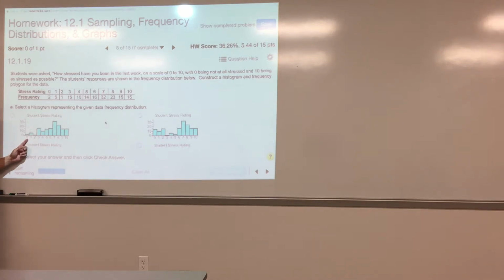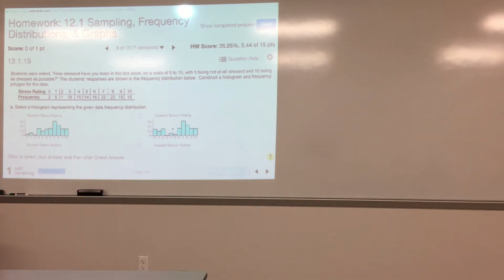Is the first option a good one? Yeah. It looks pretty good. Let's look. This is a scale of 10, so this is a 5. 0, 2, that looks good. 1, 5, 2, 1, a little lower than the one before. 3, 15, 4, 10, 5, 14, 6, 16, that looks pretty good. 7 is 32, a little over. 8 is 23, good. 9, 15, 10, 15, that matches pretty well.